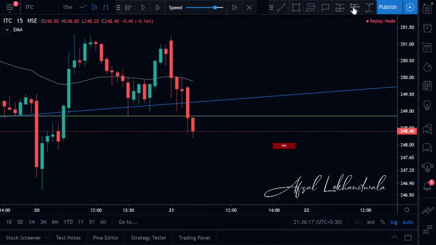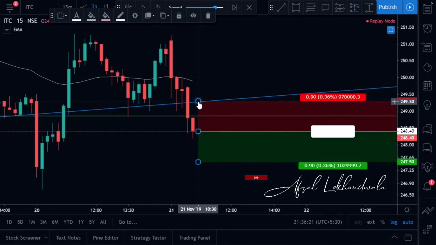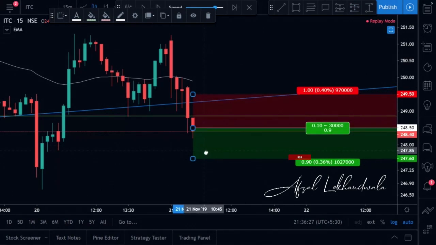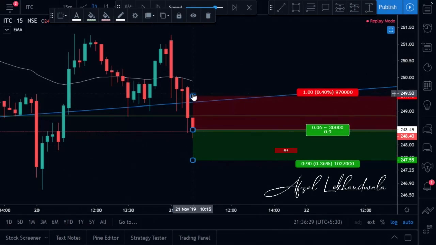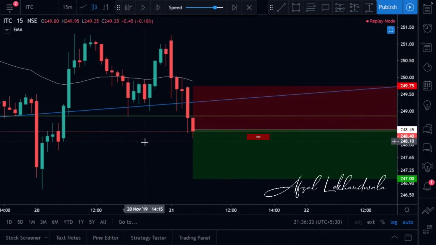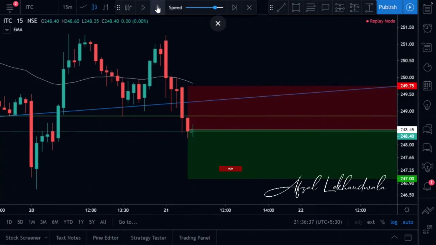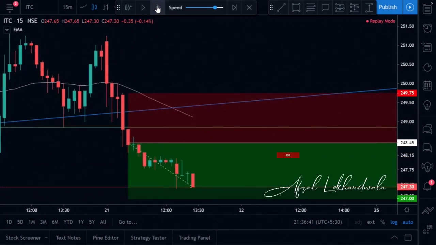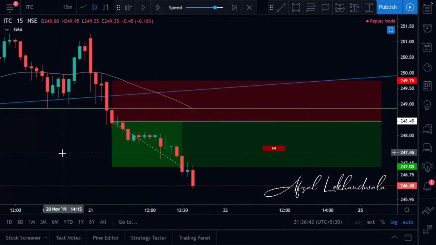We will try to go short here at the close of this candle with a tight stop loss somewhere here. And a quick 1:1 target. Let us see, do we get it? Now let us see. Yes, and this time we have our targets.